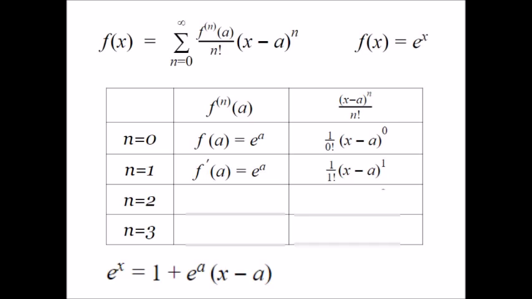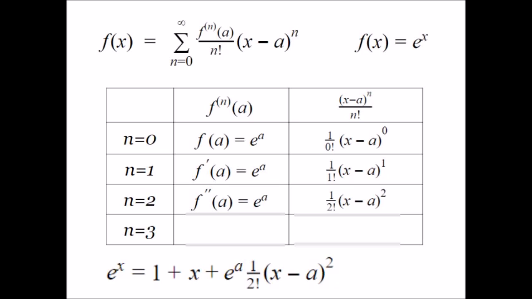Anyway, we have here e to the a times x minus a, and at a equal to 0 that gives us just x. The second derivative, not surprisingly, is the same thing. That's what makes e to the x so awesome. Then we have 1 over 2 factorial times quantity x minus a to the 2nd. And then at a equal to 0, that's this. And we see here we are building that power series.